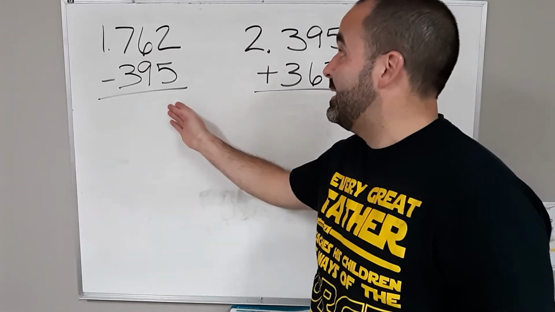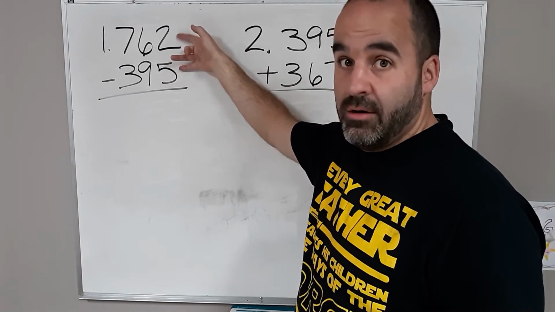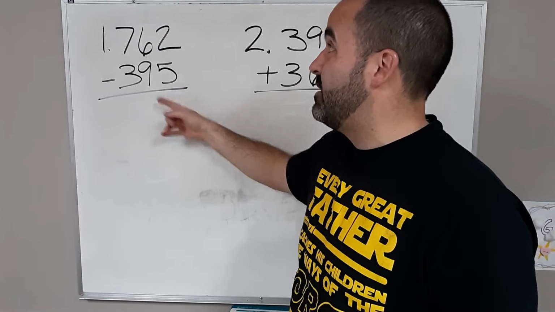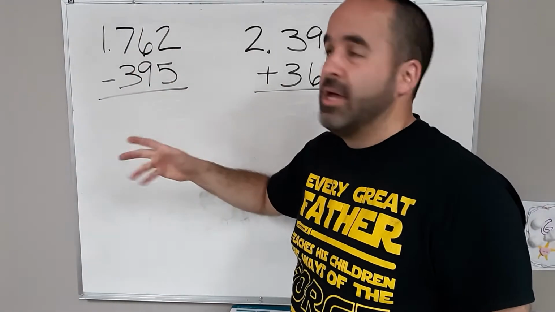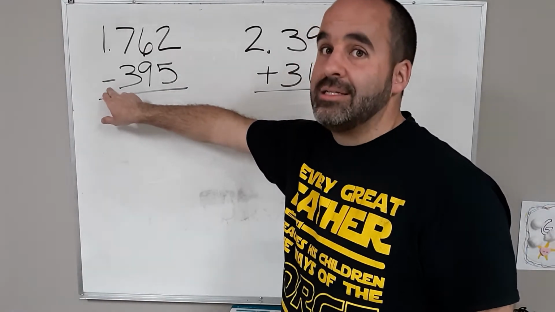If I'm subtracting, then I need to be looking at these two numbers, see which one is bigger or smaller. If I'm adding, then I'm just going to add these together, see if it's greater than 10, and then carry it to the next number. So it's going to be different depending on what I'm doing. So I have to always look at this sign to see what I'm doing.